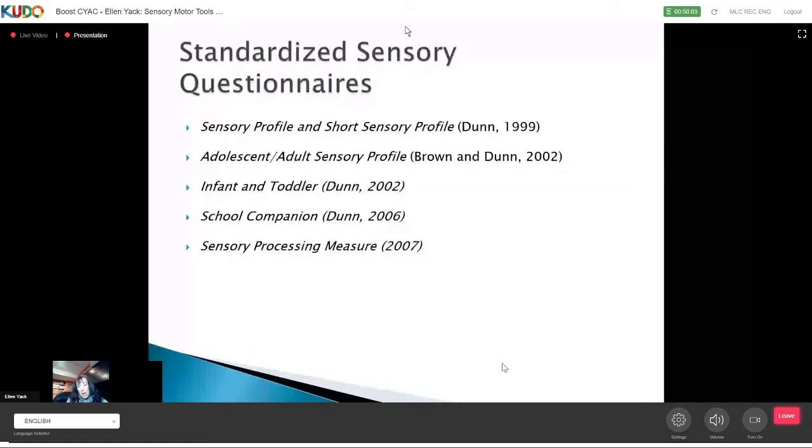Before we go into those treatment techniques and sensory motor tools and strategies, I just want to alert you to the various methods of assessment when we're looking at sensory processing. There are various standardized measures, and there's a sensory profile developed by OT Winnie Dunn. That's also available for adults and adolescents, and it has been recently updated, so there's a second version. There is also a sensory processing measure. More and more standardized questionnaires are being developed.